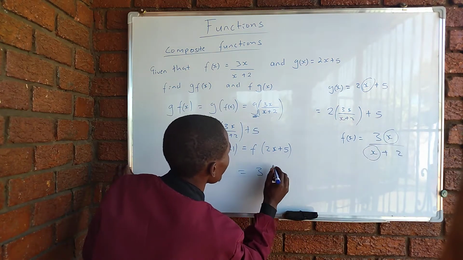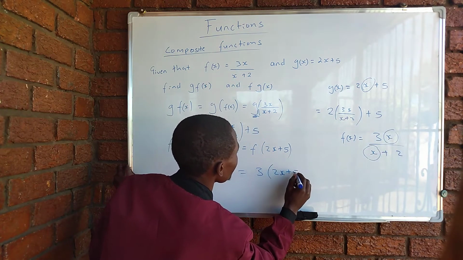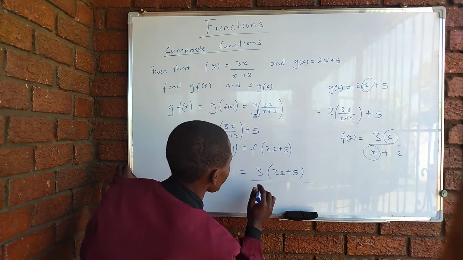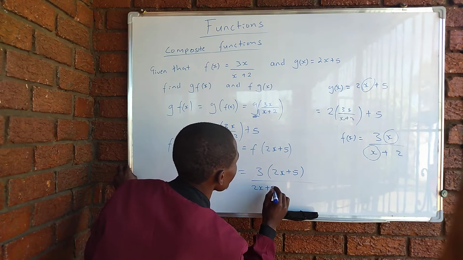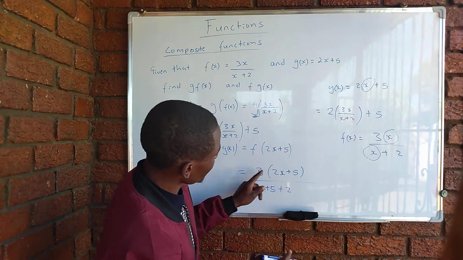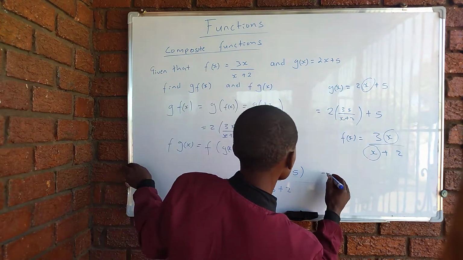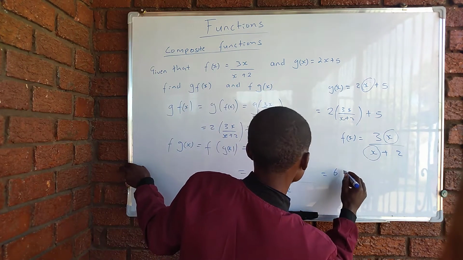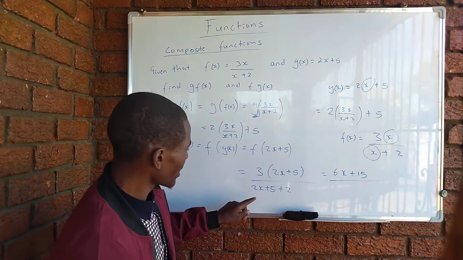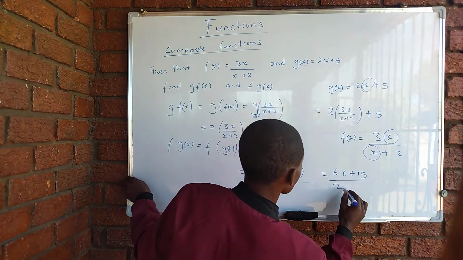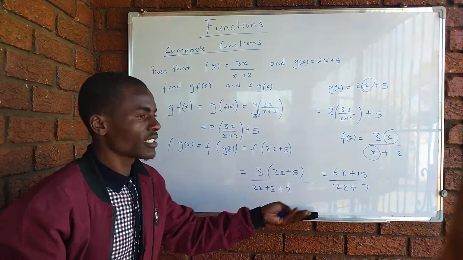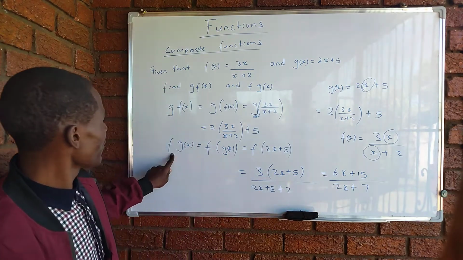Which is 3 open bracket 2x plus 5 close bracket over 2x plus 5 plus 2. Then simplify, which is equal to 6x plus 15 over 2x plus 7, right? Simple. So this is fg of x.